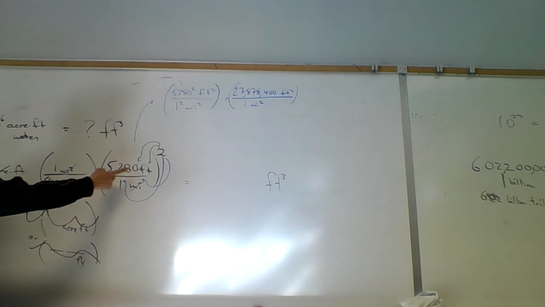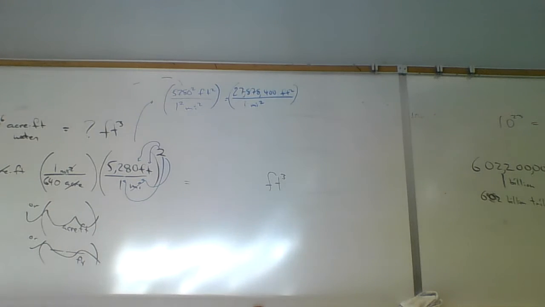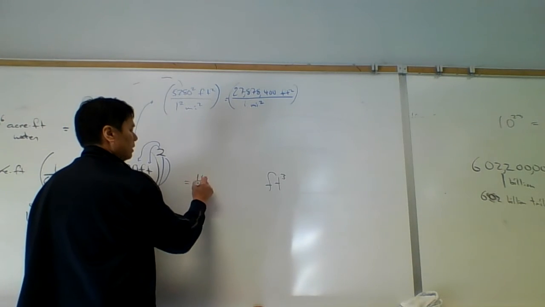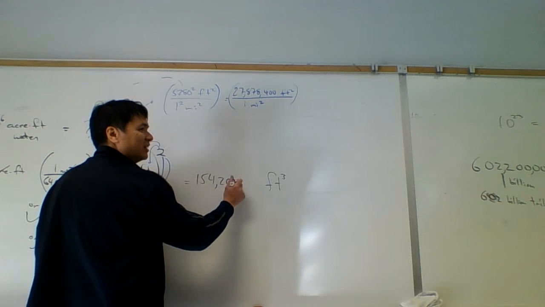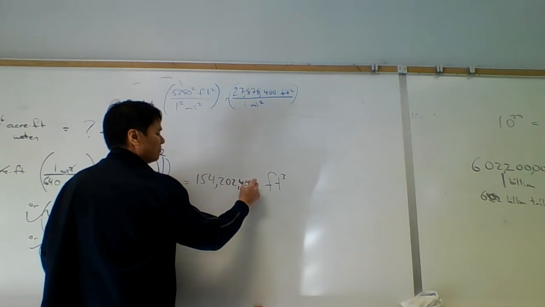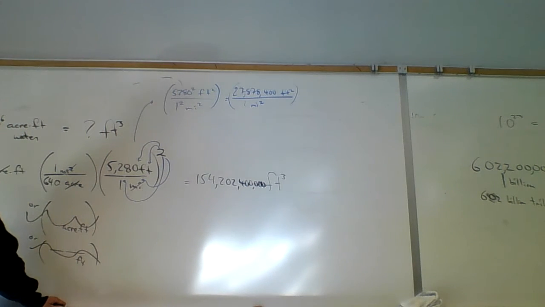So how many cubic feet are in this many acre feet? This is what we get. Lake Oroville would have 154,202,400,000. So at capacity, Lake Oroville would be able to contain 154,202,400,000 cubic feet of water.